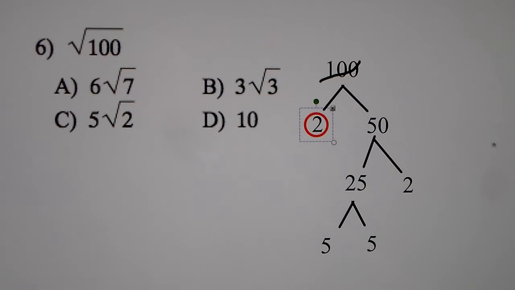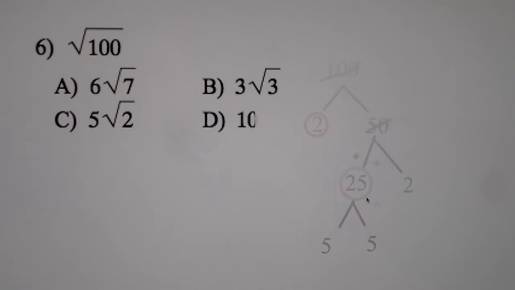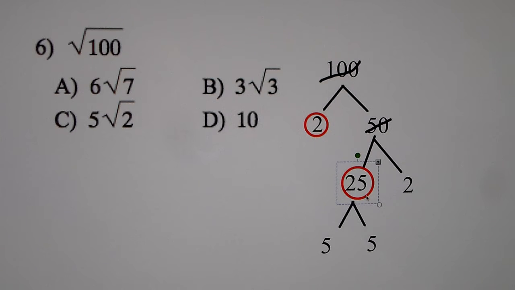2 is a prime number, so I circle it. 50 is composite, because 50 divided by 2 gets us 25 and 2. So 25, well, 25 is not a prime number. It wouldn't be broken down anymore. That's why I don't put that red circle there. But 2 is a prime number, so I put a circle on it. 25 can be broken down to 5 times 5.